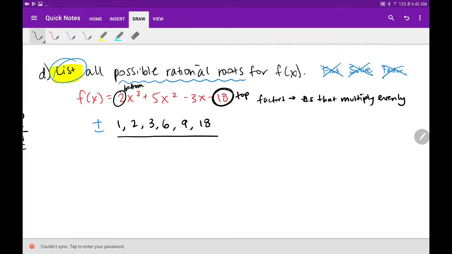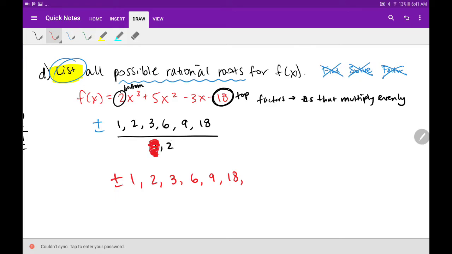That's for our numerator. For our denominator, the only numbers that multiply evenly to give me 2 are 1 and 2. And now we have to do every combination of each numerator with each denominator, just like this. Okay, that's how you visualize it. So we're going to start by focusing on the 1. I like to underline it and say, okay, ignore the 2 for now, out of sight, out of mind. We're going to put every numerator over 1. So that's going to be plus or minus 1 over 1, 2 over 1, 3 over 1, 6, 9, 18. Okay. And now I've done each combination of the numerator with this denominator.